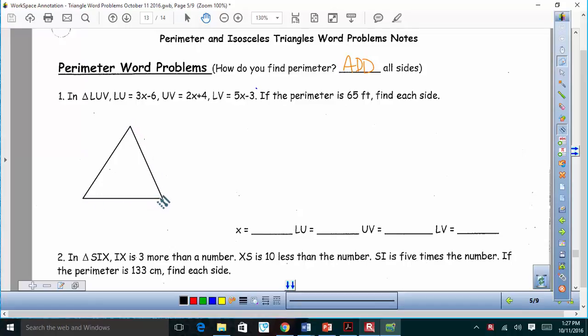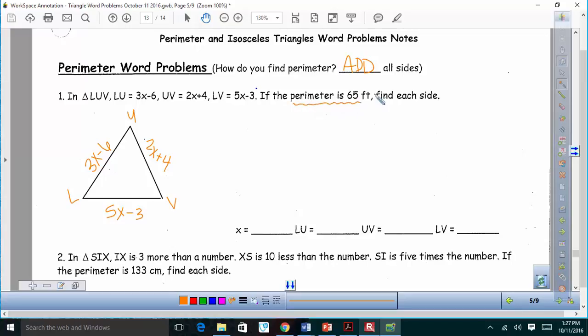It's talking about triangle LUV. So I'm going to label this LUV. And it does not matter in what order you label that. It tells me from L to U, the length of this side is 3x minus 6. It tells me that the length from U to V is 2x plus 4. And it tells me the length from L to V is 5x minus 3. Then it tells me that my perimeter is 65.